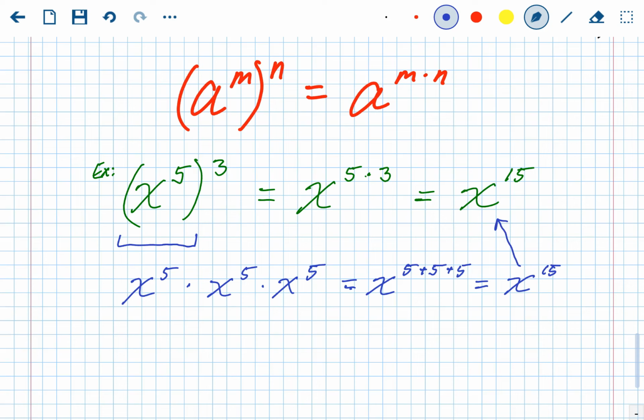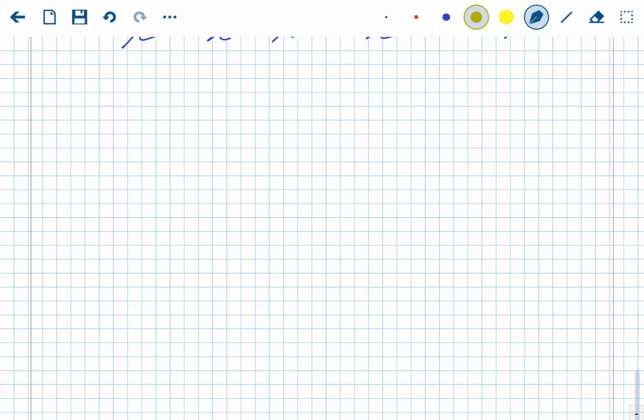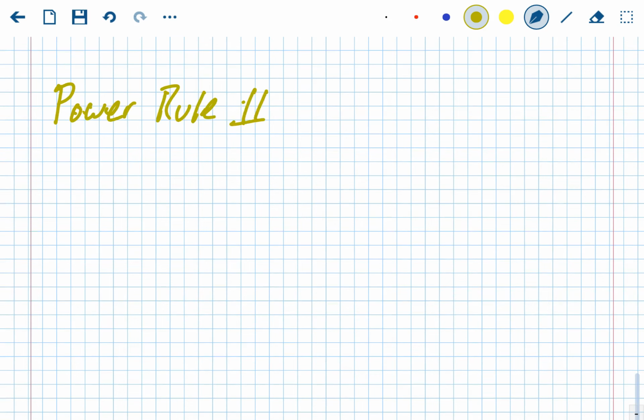So this goes back to the definition of multiplication, which is just repeated addition. So the power rule is just based on the product rule. We called that one power rule 1, so next obviously will be power rule 2. And you guys don't need to know the names of any of these rules. You just have to know how they work. Power rule 2 is also called the power of a product.